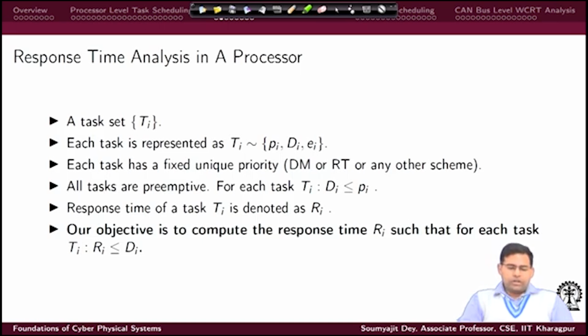So, typically for a periodic task, we will be representing them using a 3 tuple for task T I. The tuple will contain period P I, deadline D I, and the execution time E I, right. Now, the tasks can have a unique fixed priority. You can have a deadline monotonic scheme or a rate monotonic scheme or any other scheme like that. All tasks are preemptive, and for each task we are assuming that the deadline is less than or equal to the period. So, there is a catch here. If we do not mention the deadline, you can assume that deadline is equal to period, but we can mention the deadline. Of course, the deadline has to be less than or equal to the period.